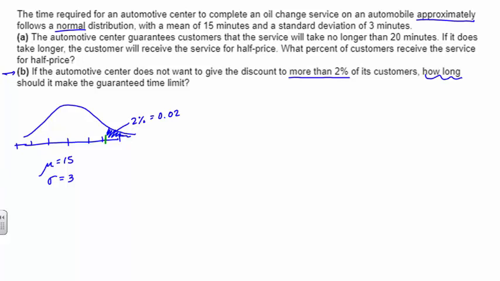The question is, what is the time required? What should the x value be? Notice in contrast to the previous one, not a question of what percent, but how long, what time. Different question. We have the percentage, we want to know the x value. To do this, again, two methods. One, we'll do the method by hand. By hand, we first have to find the z-score that separates the 2%.